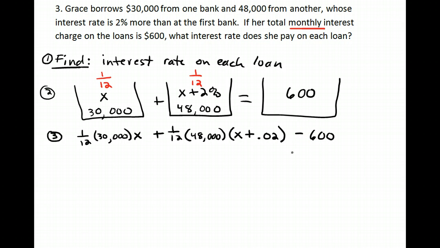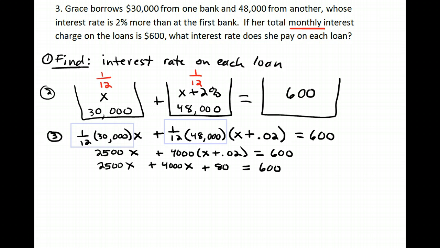Okay, let's clear our fractions and see what we have. Okay, I multiplied the 1/12 times 30,000 and the 1/12 times 48,000, and I get 2,500x plus 4,000 times that quantity equals 600. Then if I go ahead and do my distributive like I'm supposed to, I need to go through 4,000 times x, 4,000 times 0.02. I get that next line. Okay, now I don't have any more decimals or fractions. I can just go ahead and solve that.